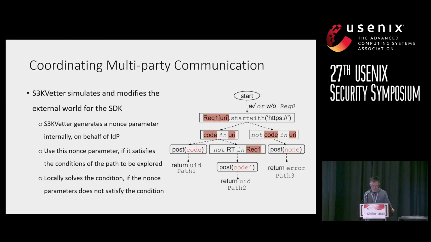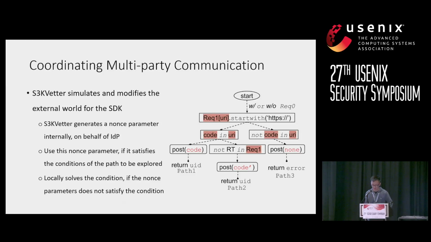So our approach is to simulate and modify the external world for the SDK. In particular, it generates a nonce parameter internally on behalf of the IDP server. And if this nonce parameter satisfies the condition of the path to be explored, then we use this nonce parameter. And if it does not satisfy the conditions, we will locally solve the condition and use a new nonce parameter.